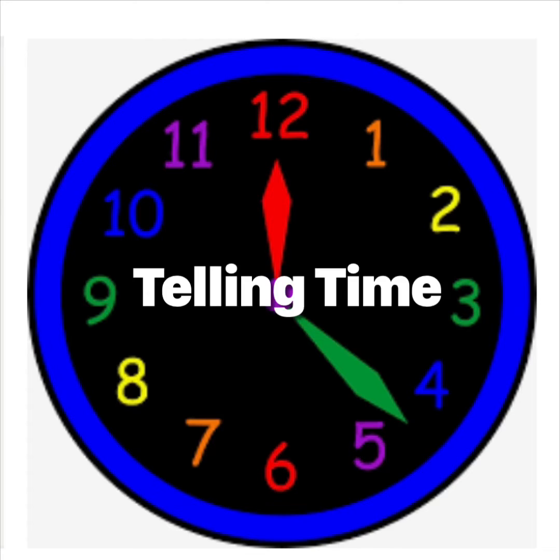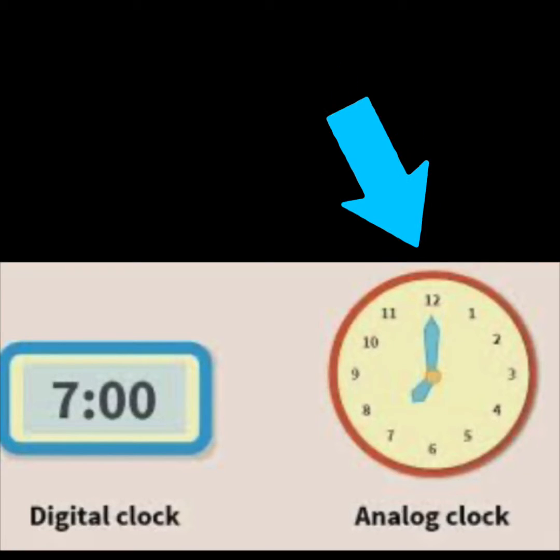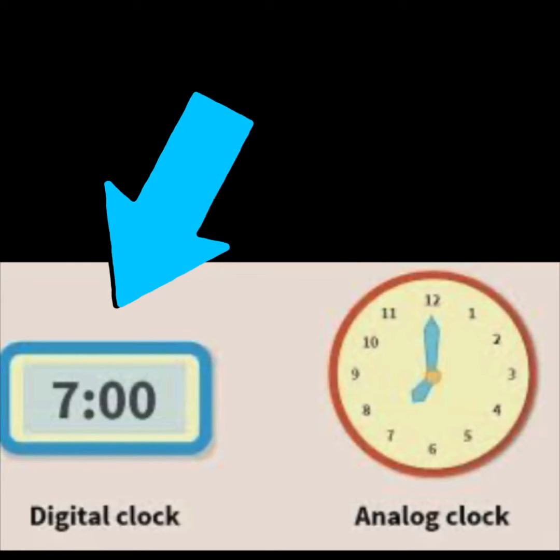Today we will be learning how to tell time. There are two types of clocks. The first one is the analog clock, and you see these types of clocks in most of the places you visit. The second one is the digital clock. You can see these types of clocks in watches, in remotes, and so on. Today we will learn how to see time in both of these clocks.